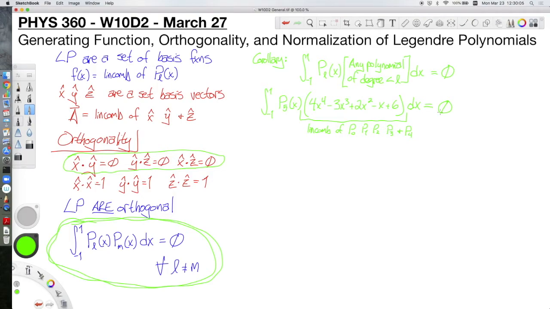The only way this would change is if this polynomial in here is of degree 5 or higher in this example. So if we had added an x to the 5th term, this integral no longer evaluates to 0.